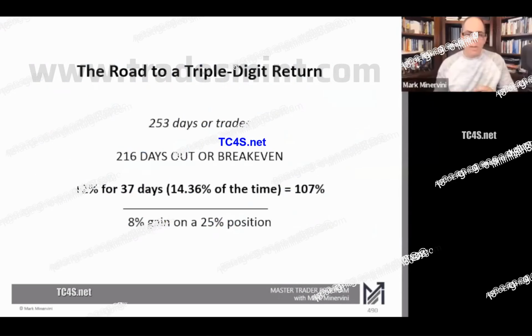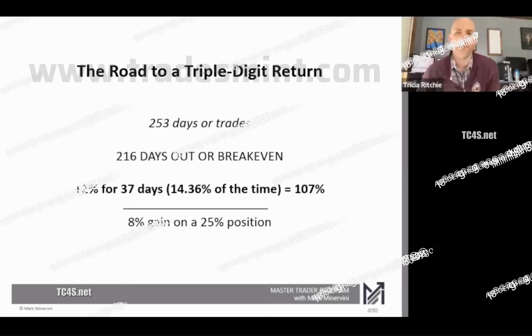Now, a lot of people think that to get to a big return, you have got to have big winners, and also that you have to have big exposure. Mark, going back and looking at your trading in the last 13 years or so, what's your average exposure like over time? What do you think your average exposure is? Yeah, it's less than 50%.